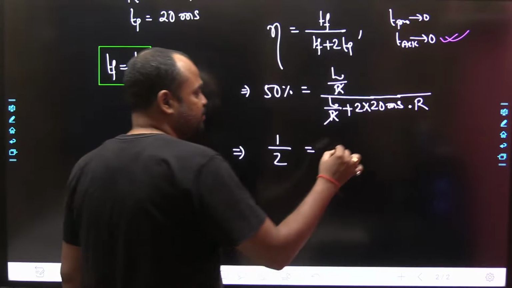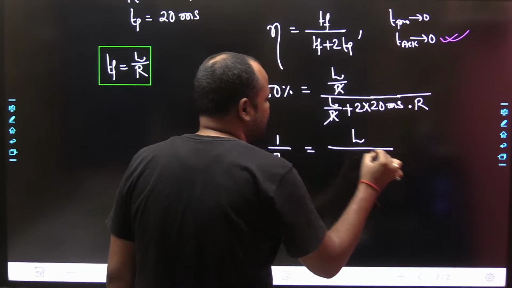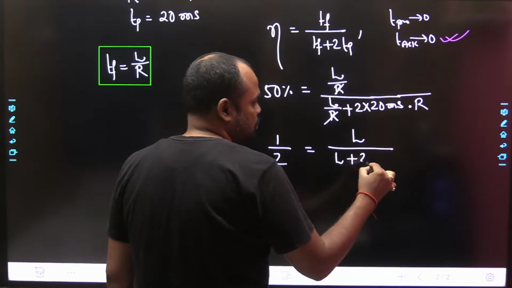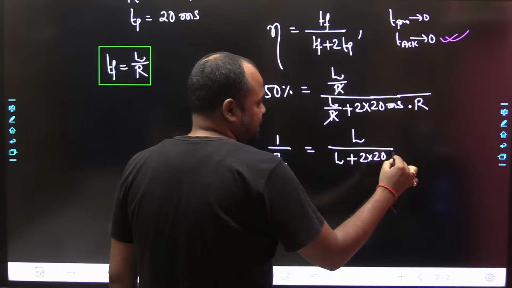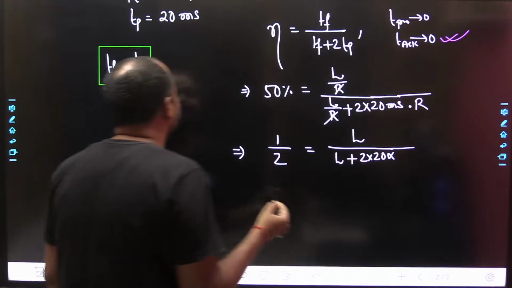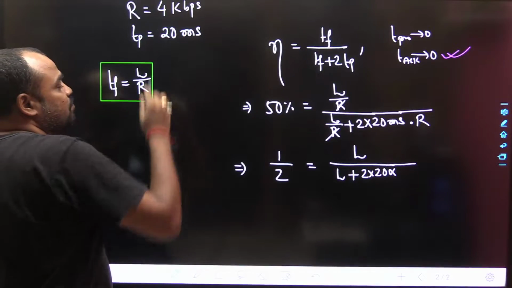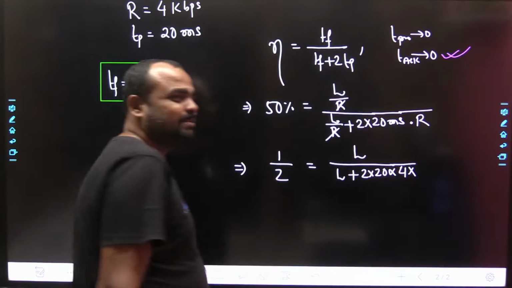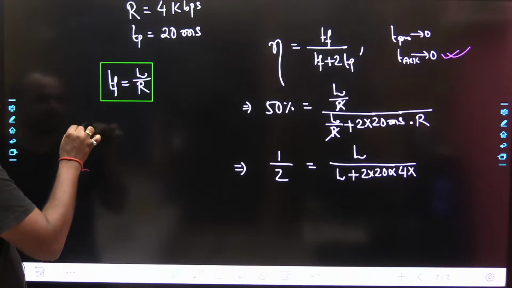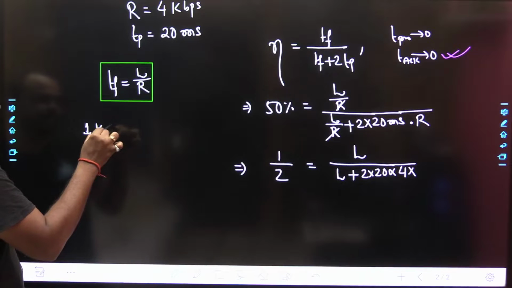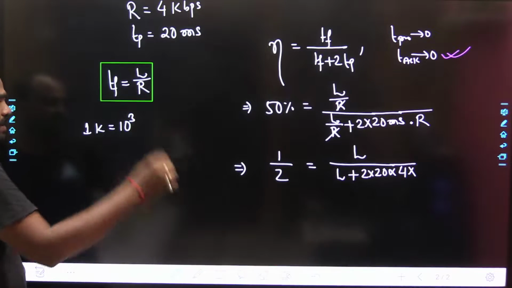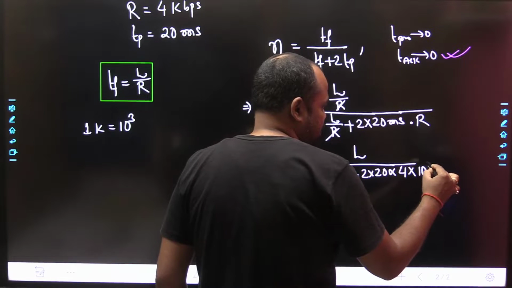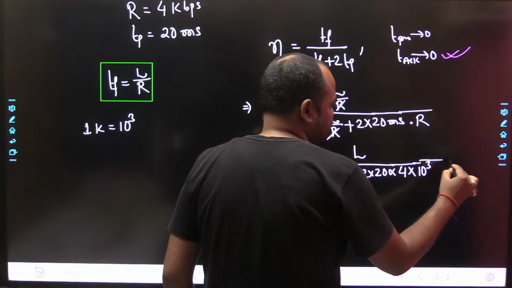So finally what you can write? You can write L upon L plus 2 into 20 into, what is the R given? The value of R is given as 4 kbps. That is the 4K. What is the meaning of K? See, already I have told you 1K is basically equivalent to 10 to the power 3. So whenever K is given, it means 10 to the power 3.